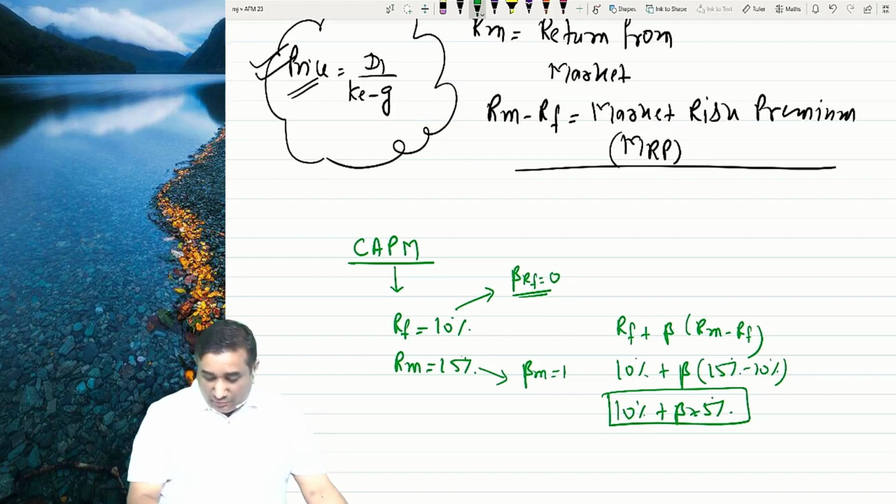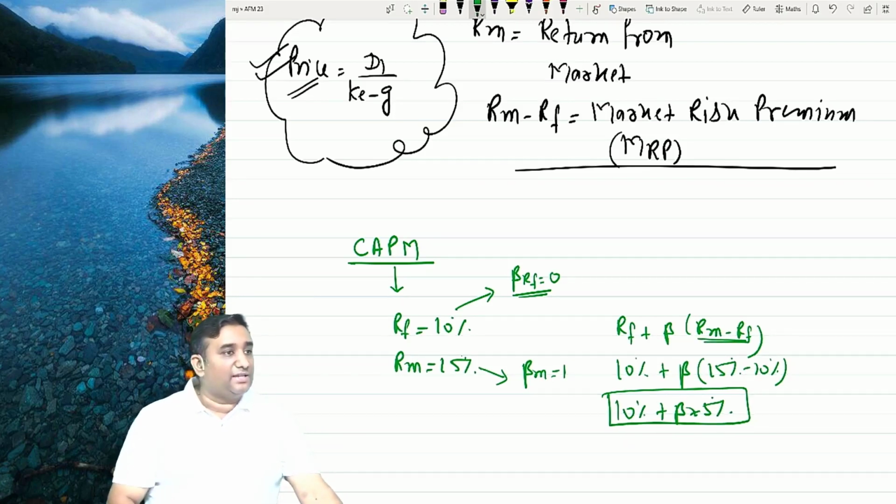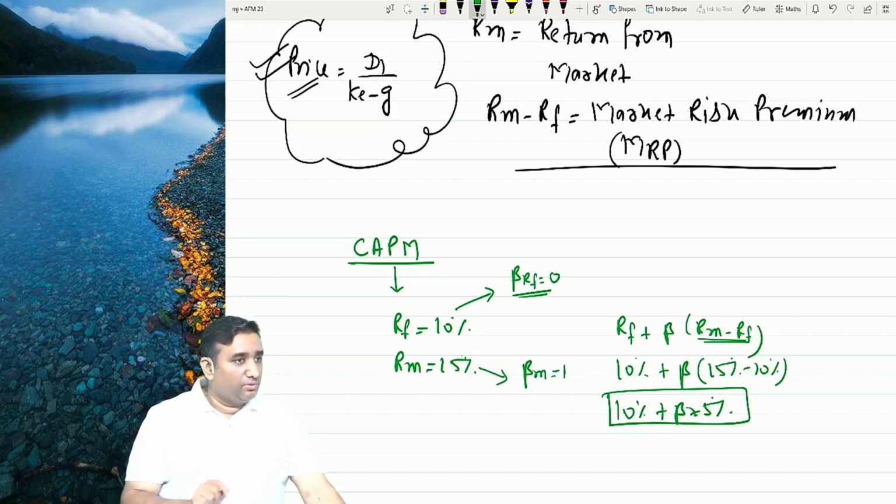The MRP, if I have to explain, is the excess return when the beta of the market is equal to 1. MRP is nothing but the excess return over the risk free, the return which the market is giving over the risk free. Risk free gives a return when the beta is 0, and the RM gives a return when the market beta is equal to 1.